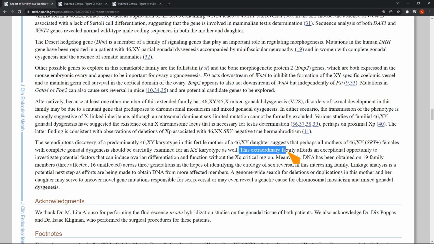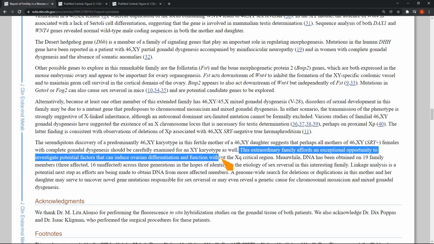And they go on to say this extraordinary family affords an exceptional opportunity to investigate potential factors that can induce ovarian differentiation and function without the XQ critical region. So this is saying that this family has something cool and different about their X chromosome that we haven't seen or studied yet, but has led to the full development of normal ovaries.